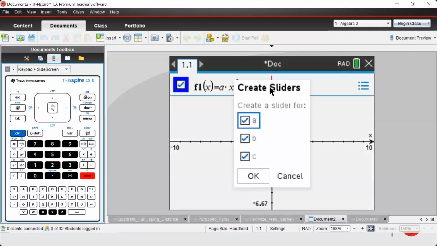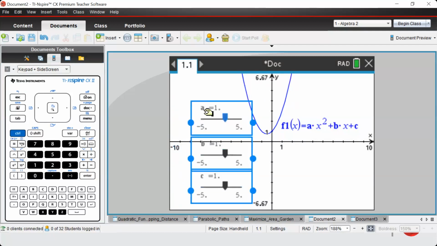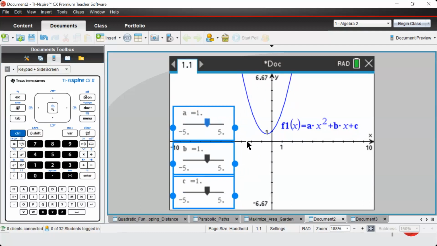And it's going to ask me a question. Do you want sliders for these three variables? And of course I do. So it's going to stick them in here. It's going to give me a parabola. It's just randomly thrown on the screen. Well, not exactly randomly. All the values are started off at 1. You can move this around. You can detach them from each other and move them around.